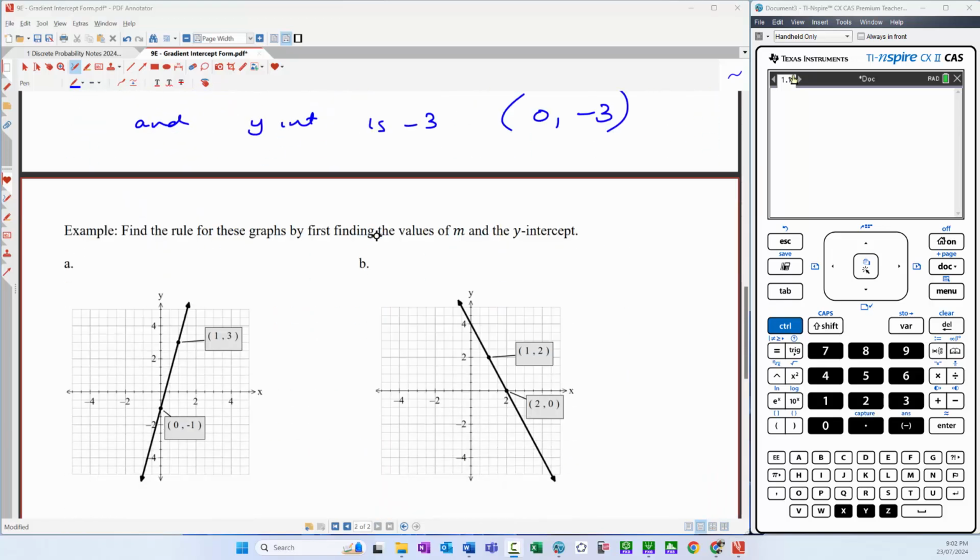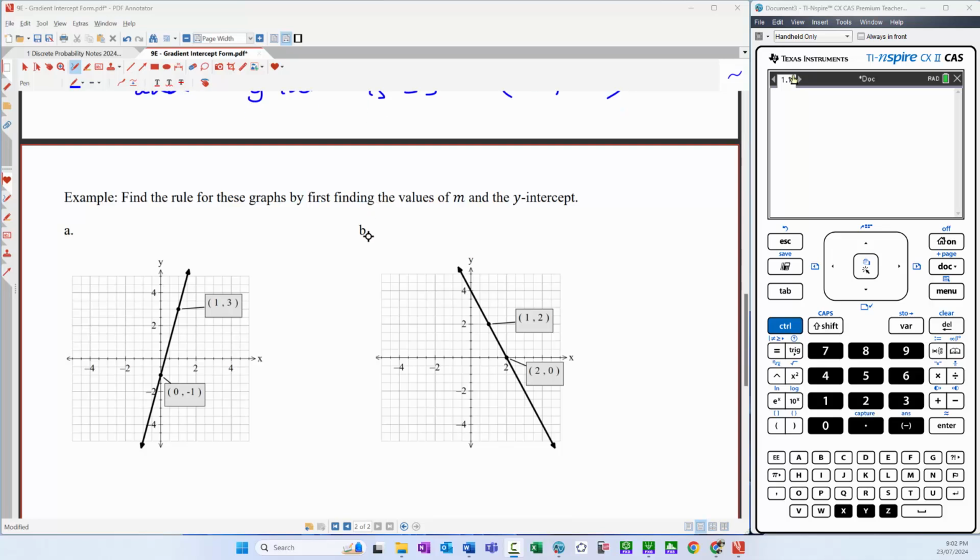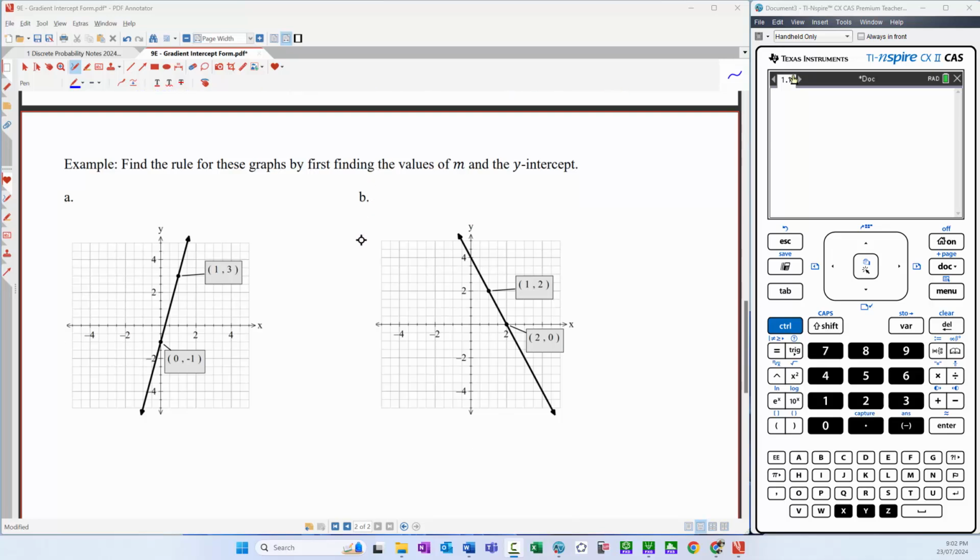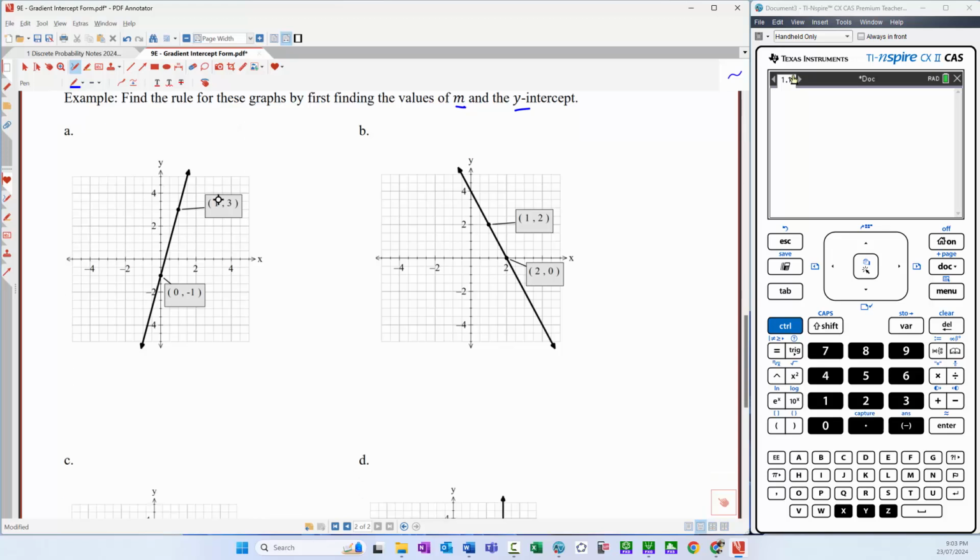Okay. Now what we're going to do is the same thing, but we're going to find the rule for these graphs by first finding the values of m and the y-intercept. Basically, what we want to do is just find the rule. So we're going to write the rule in y equals mx plus c form. That means we need to find the gradient and the y-intercept.